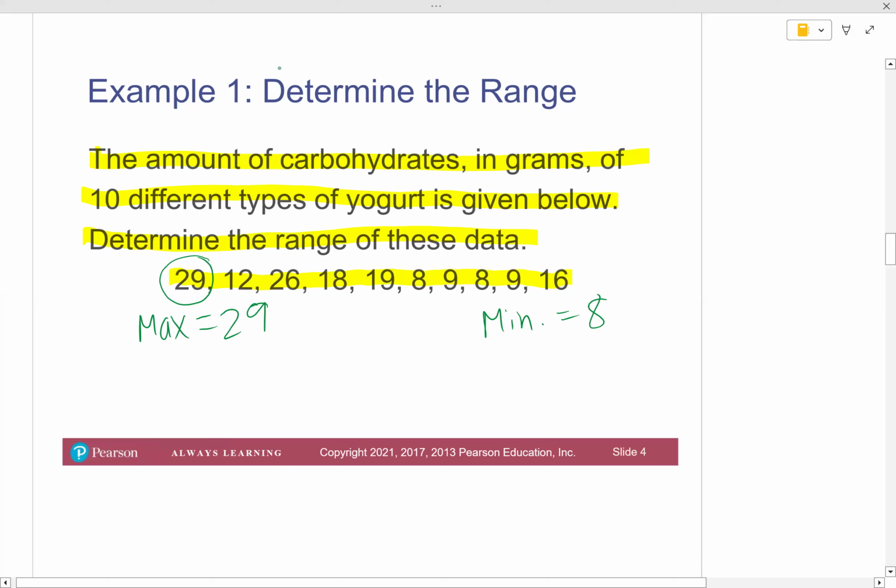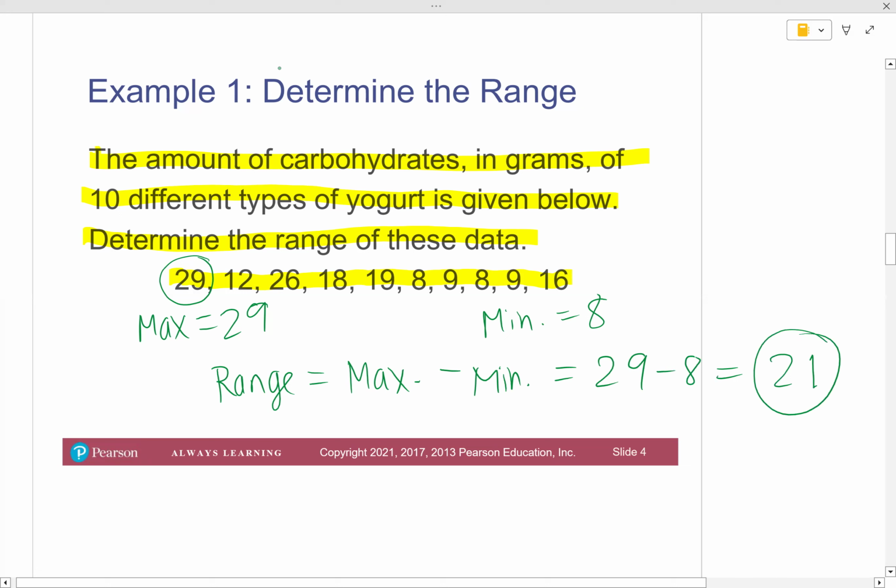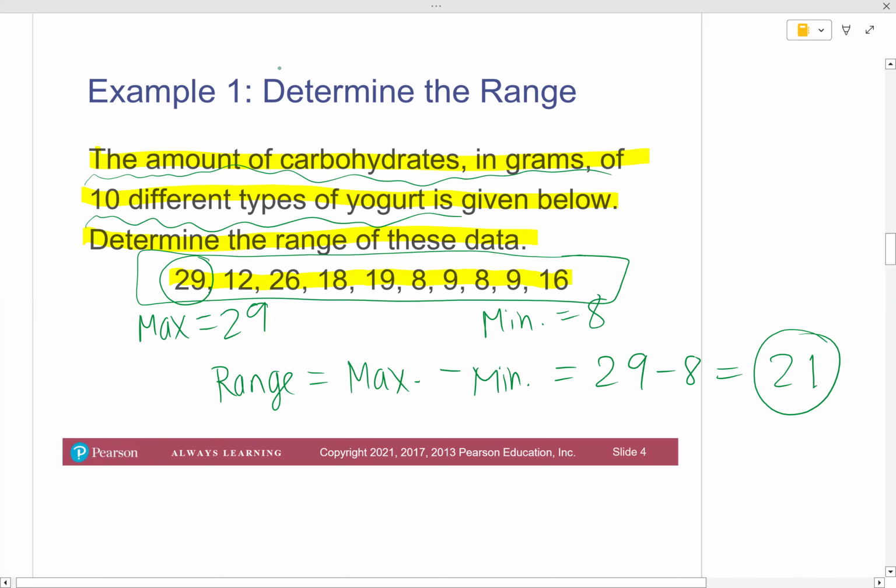Yep. So my range would just be the maximum minus the minimum, or the largest subtract the smallest. And probably you could do this whole example without writing anything down except the answer, right? You could have just said it's 21, and I would say that's fine. You didn't really have to show work for that one. So that would be your range, 21. But let's say that someone said, this is what I'm studying, the amount of carbohydrates in different types of yogurt, and then you couldn't see the data values, especially if there were a lot of them. There aren't too many here in this set, but if there were a lot of them, maybe you can't see them.